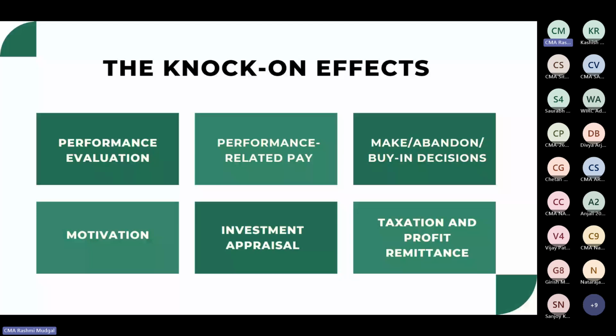The knock-on effects are very silent. They are actually effects which come with transfer pricing, and they are positive effects if we are using it in the right way. There are six knock-on effects: performance evaluation, performance related pay, make, abandon or buy decision, motivation, investment appraisal, taxation and profit remittance. Now we are going to discuss them one by one.